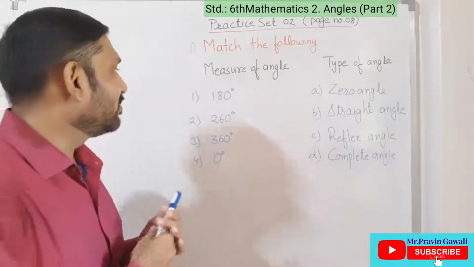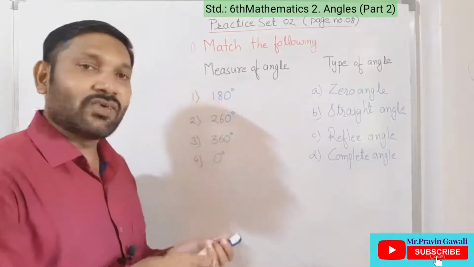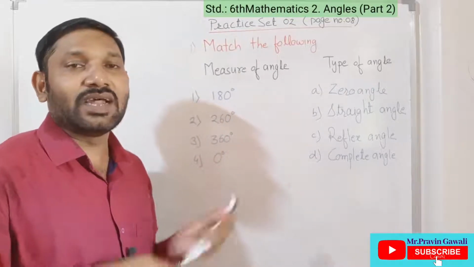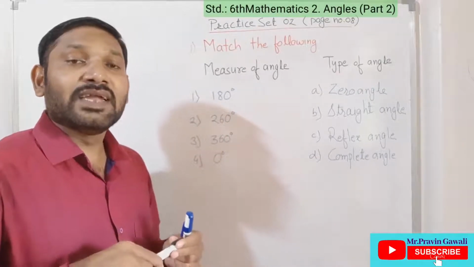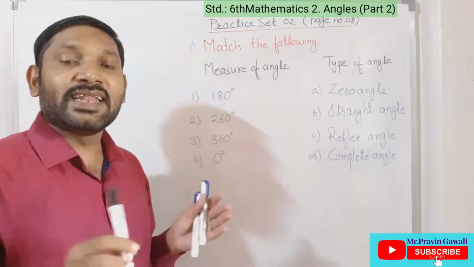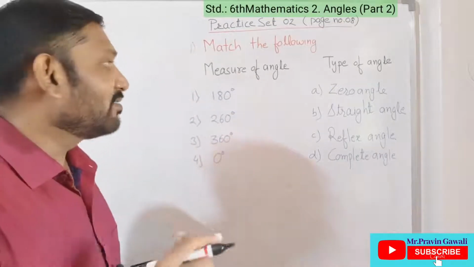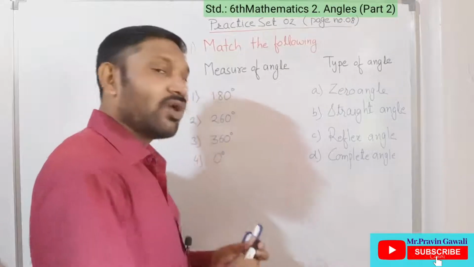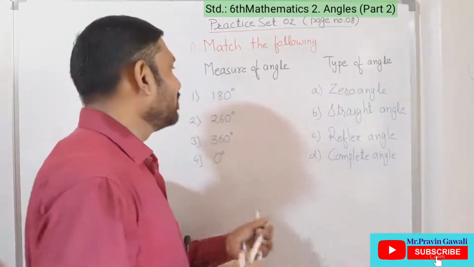So student, here see now 180 degree. What is 180 degree? You know better. Because we have learned that it is more than 90 degree and less than 2. So we call it as a straight angle. Okay, what do we call it as? We call it as a straight angle.